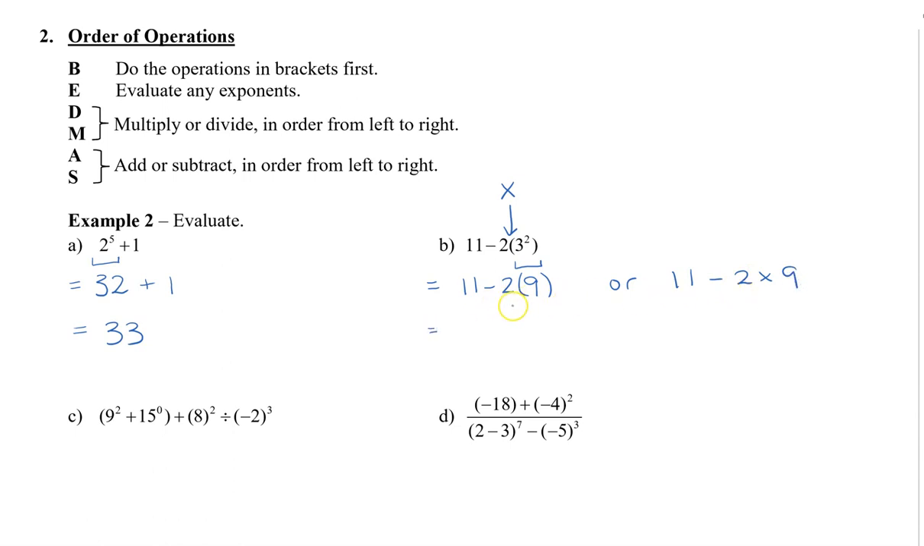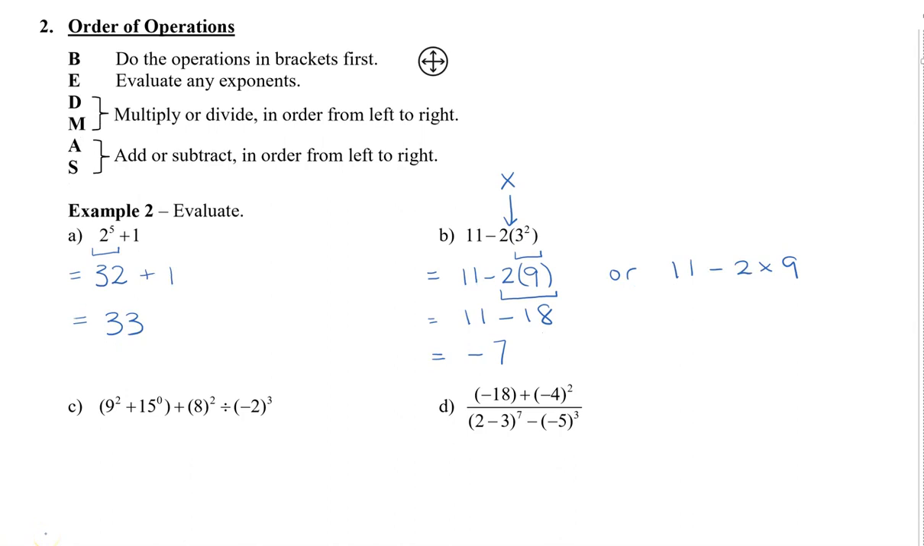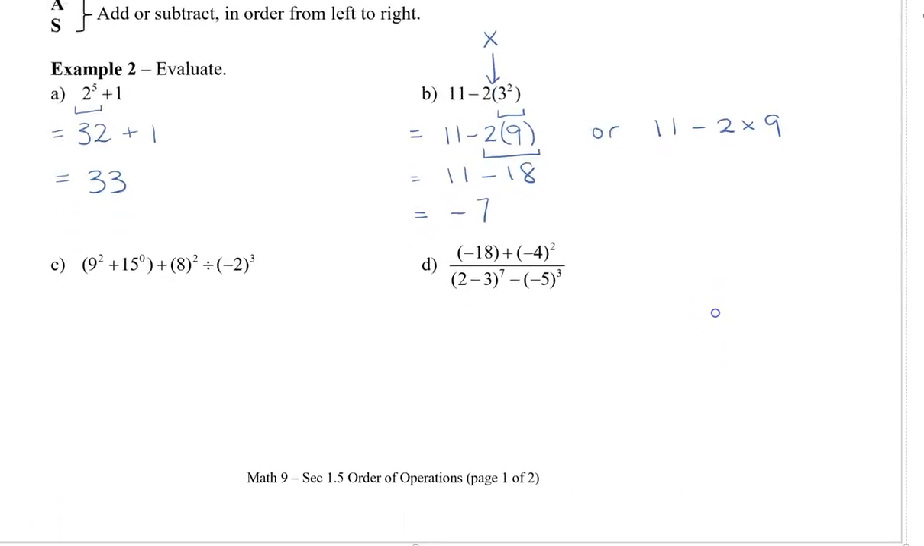So now we can see that we're going to do the multiplication next. So the 2 times 9. So we have 11 minus 18. And then finally we have our subtraction. And 11 minus 18 is negative 7. All right, let's take a look at a couple of more difficult examples.